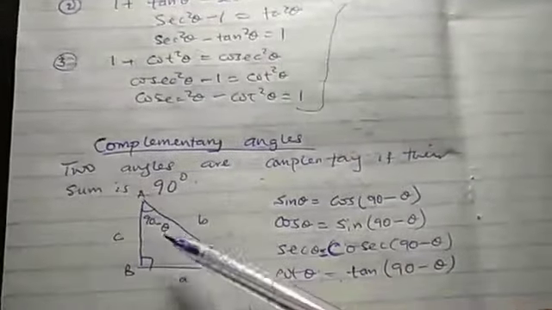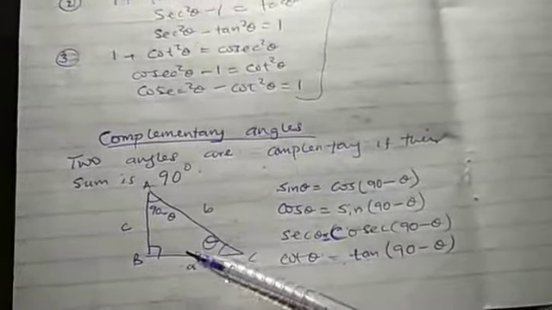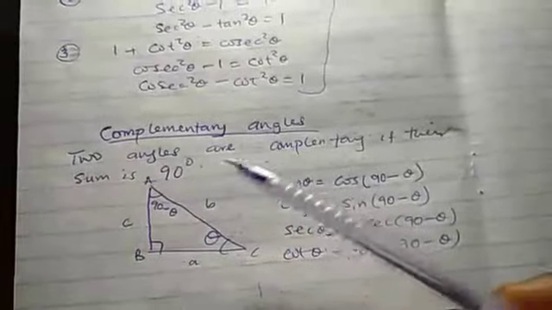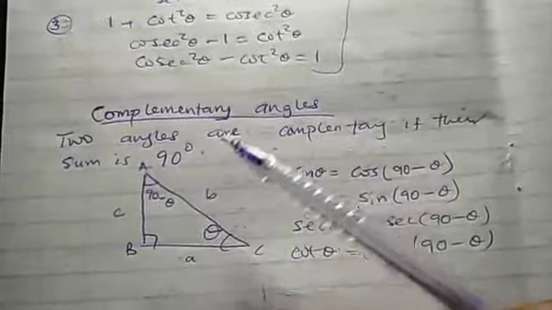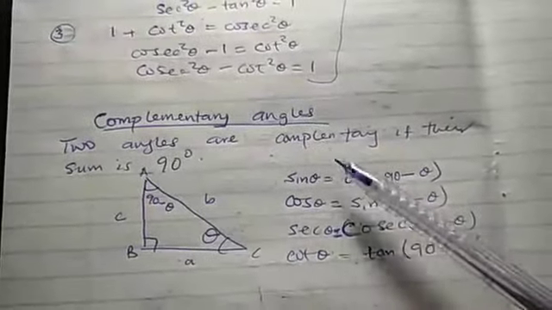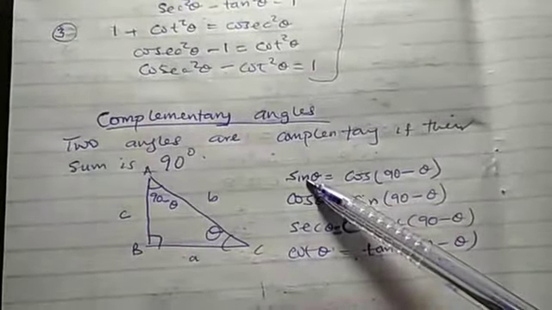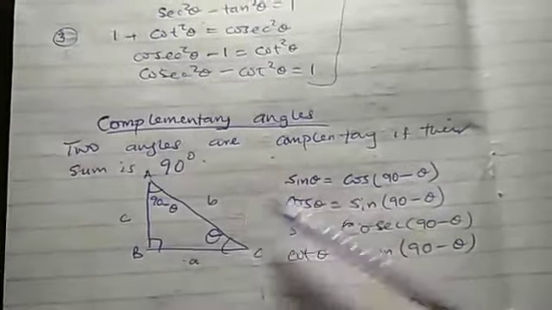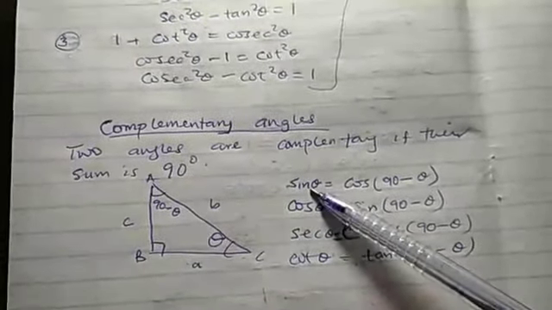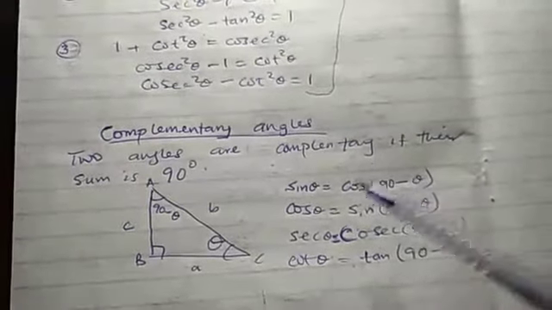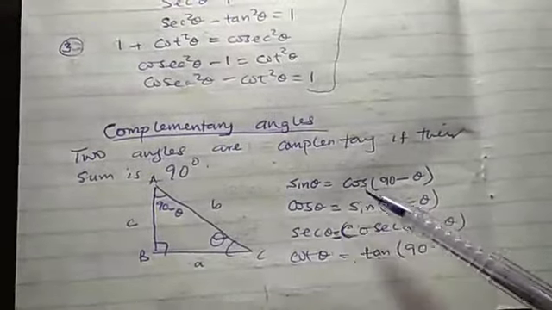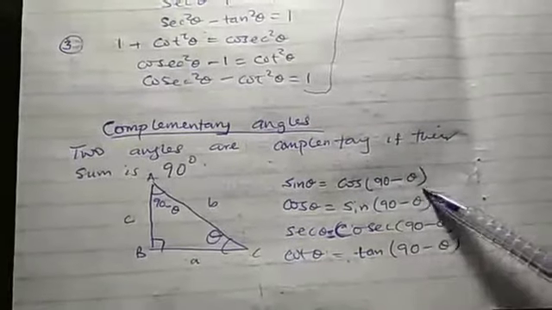Under complementary angles, we normally use it to interchange trigonometry functions. For instance, if I want to change sine to cos, I can decide to change it. If I want to change cos to sine, I can decide to change it. Look at this example now. From this diagram, I can find out that sine theta will be equal to what cos 90 minus theta will give me. Also, cos theta is sine 90 minus theta.